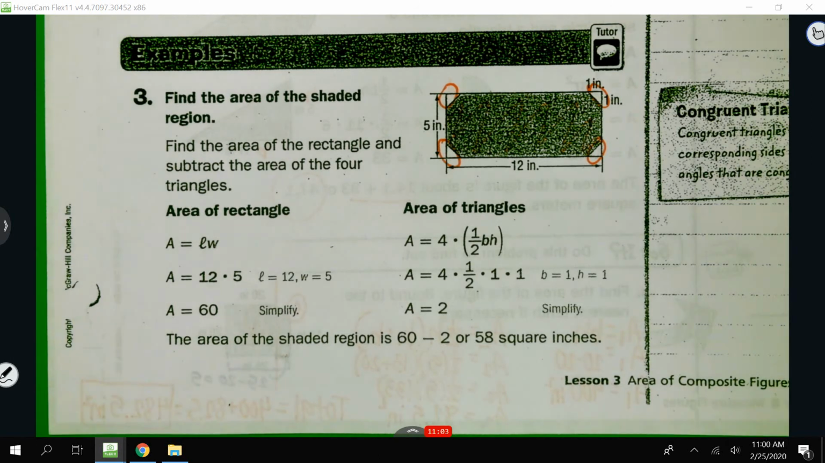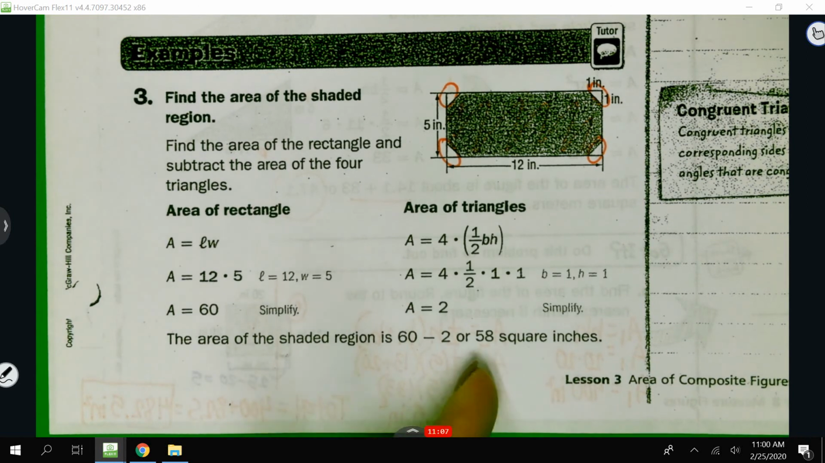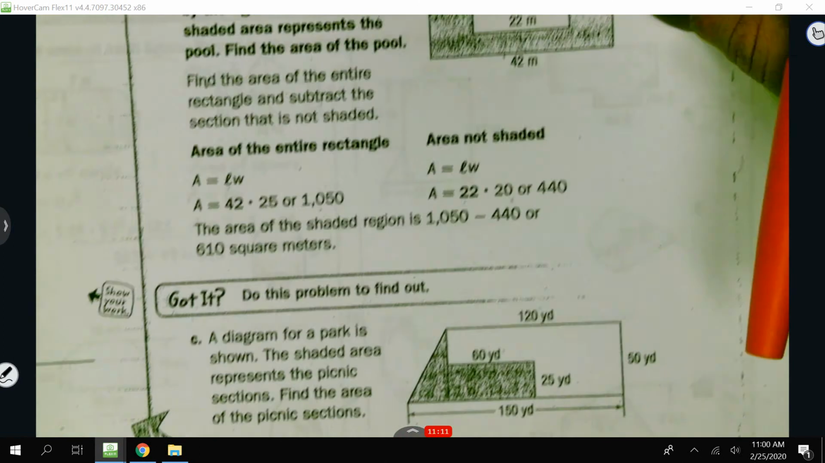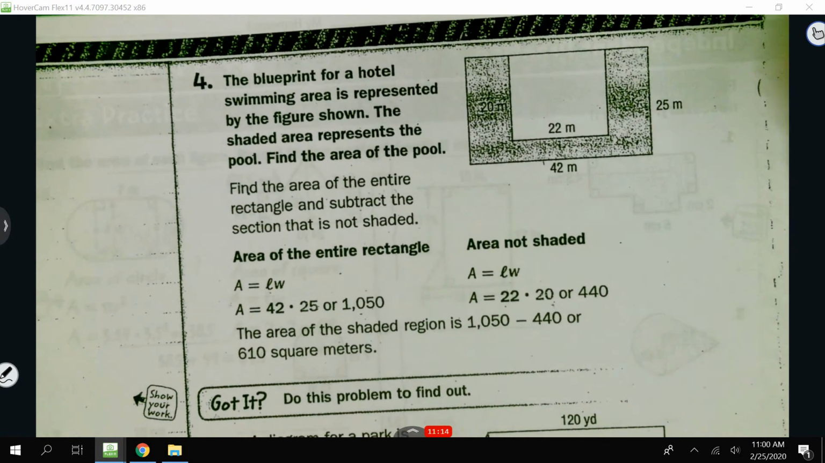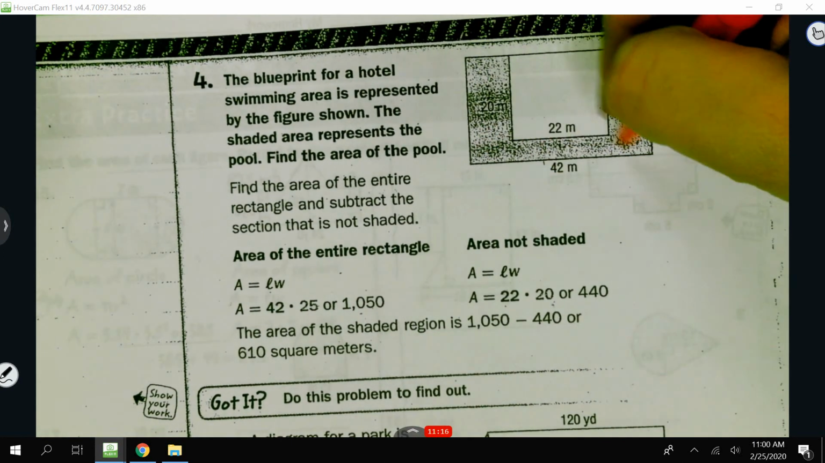But you're not always going to be adding them together. You got to read the problem and figure out what it is asking. So in this case, we were actually subtracting. And in the next problem, you're going to be subtracting as well, because you're trying to find the area of all of this shaded pool.